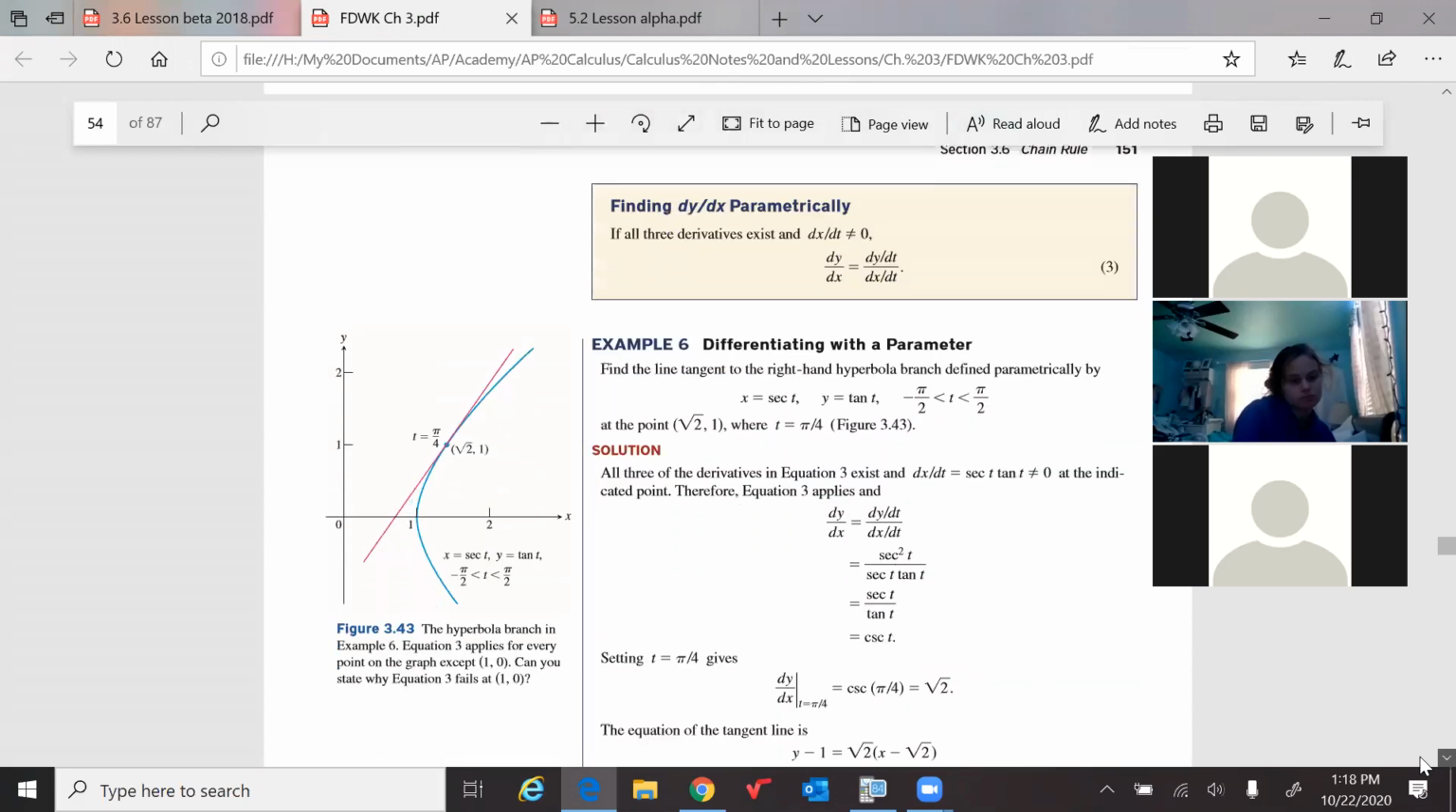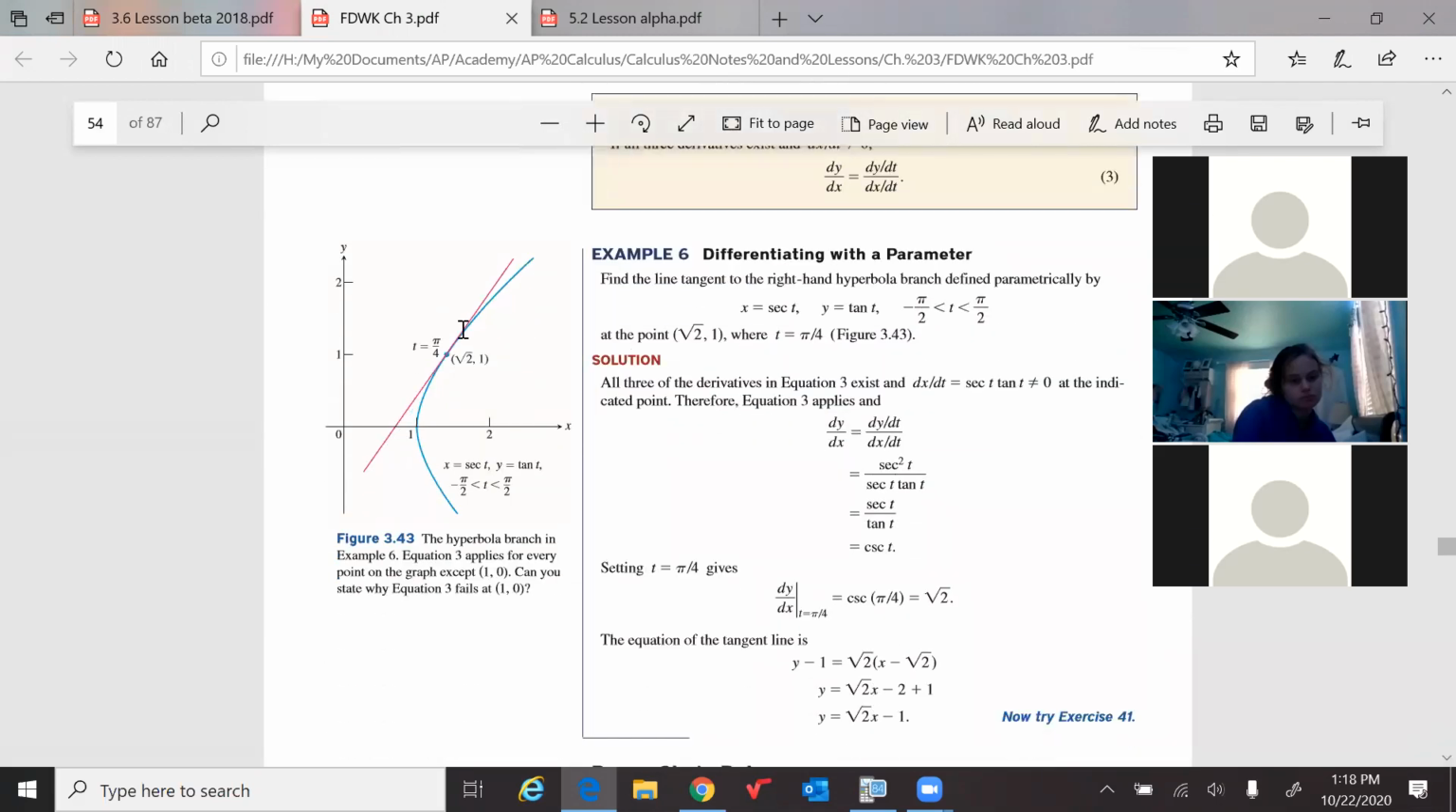In example 6, you've got this blue curve, which is not a function. You see it fails the vertical line test, but it still has a slope. So we're going to go to parametric mode and try to calculate the slope, and actually the equation of this red tangent line. We've done this multiple times, okay?